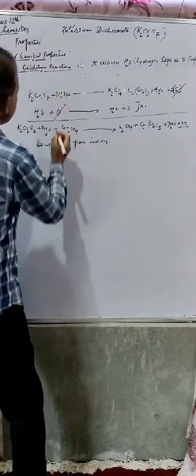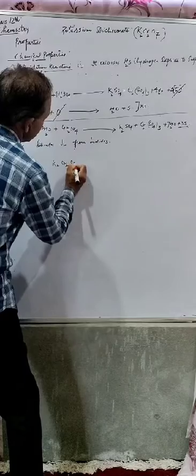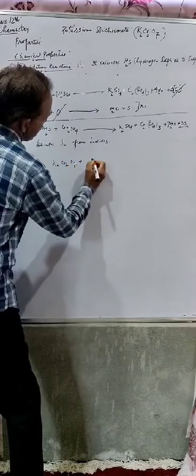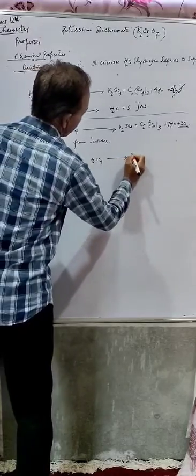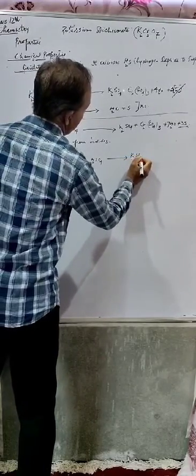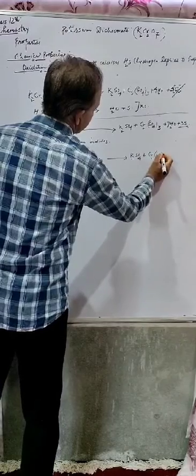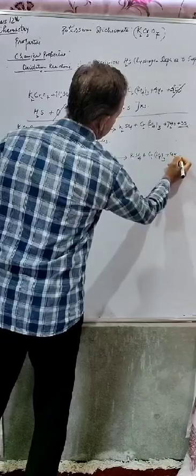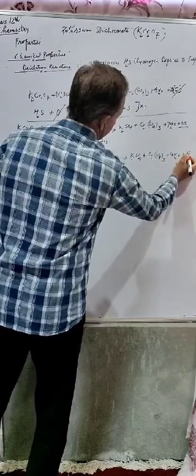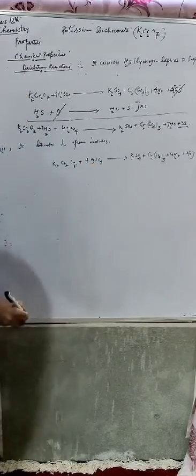So again the same reaction: K2Cr2O7 plus H2SO4 forms K2SO4 plus Cr2(SO4)3 plus 4 times water plus 3 times oxygen, and this is 4 times H2SO4.